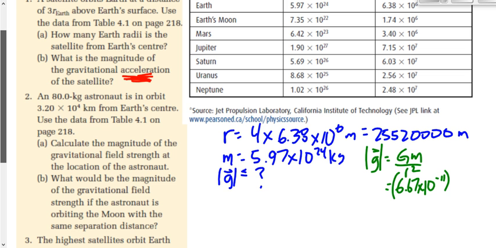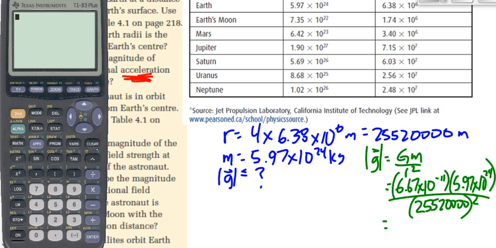Mass of the Earth would be 5.97, divided by, what, 2552,0000 squared. Let's plug that into the calculator here and see what we get. 6.67 times 10 to the minus 11 times 5.97 times 10 to the 24 divided by, use some brackets here, 2552,0000. We could have gotten away without brackets there, actually, but that's okay.